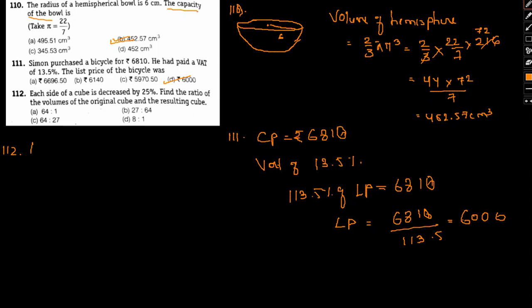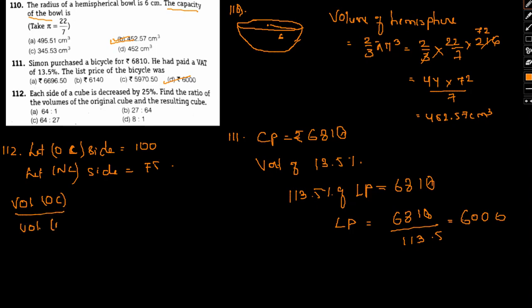So let's do something. Let original cube, I'm denoting the same with OC, side B, say 100. Now let new cube, NC, side B is increased by 25%, right? So 125. So therefore volume of original cube by volume of new cube can be written as 100 side cube, right? And into 100 into 100 by 125 into 125 into 125.